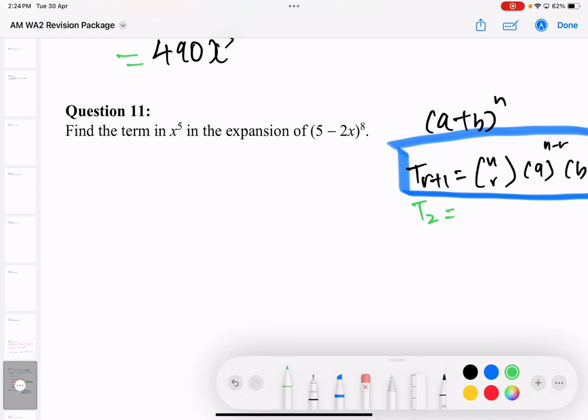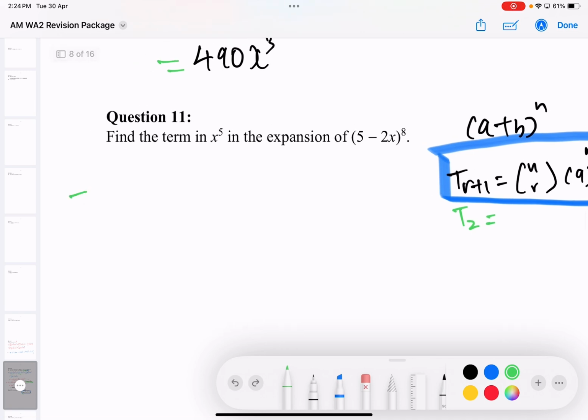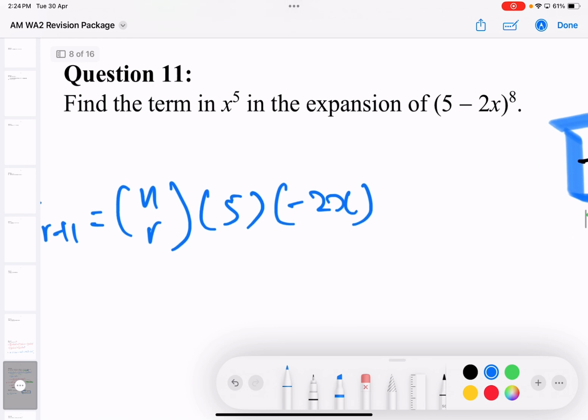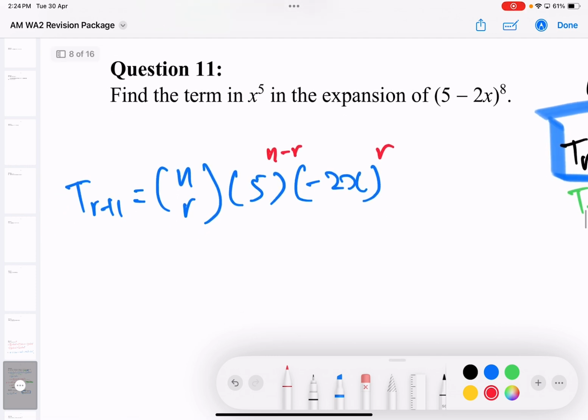If I want to apply the formula, T_{r+1} is equal to n choose r. The first term here is 5, the second term is negative 2x. What is my power over here? My power is actually my n minus r. Here is my r. I'm going to pause here. What is my n? My n is actually the number that is over here, so my n is actually 8. Whenever I see n, I'm going to replace it with 8.